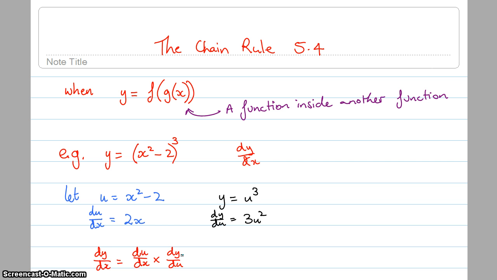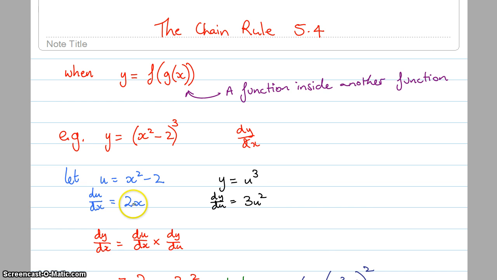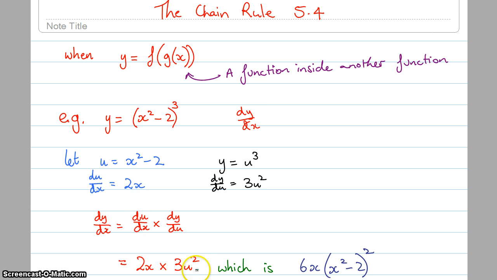And what ends up happening is we get 2x multiplied by 3u squared, which again, if you put the u back in, becomes x squared minus 2. So it's 6x multiplied by x squared minus 2, all squared. Okay, and I wouldn't bother expanding that. I wouldn't bother doing anything else about that. I'll just leave it as it is.